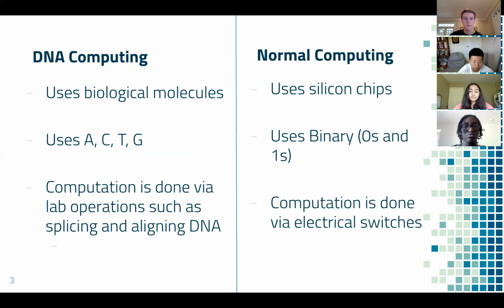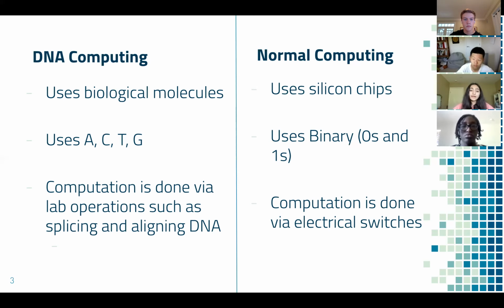There are many differences between DNA computing and normal computing done by laptops, computers, and other devices today. Instead of using silicon chips to send and receive signals and data, DNA computing uses biological molecules, namely the nucleotides A, C, T, and G of DNA. On the other hand, computing devices today use binary to operate, which are combinations of zeros and ones. Finally, DNA computing operations and computation are done by splicing, aligning, and copying DNA to get a final product, while normal computing uses electrical switches.